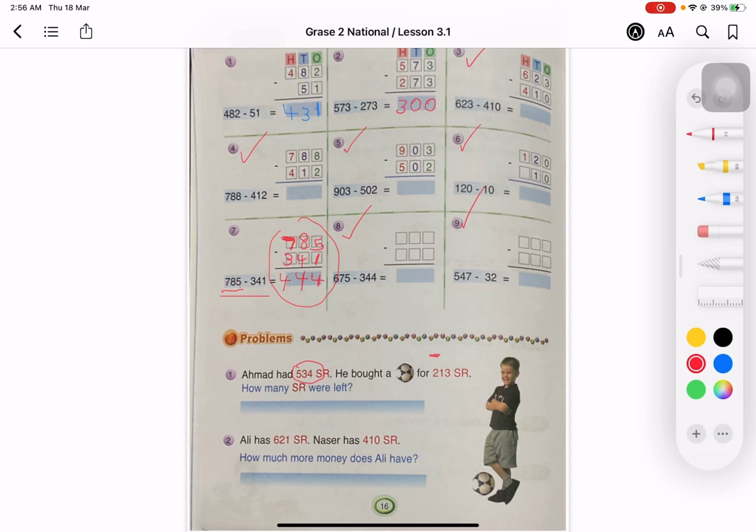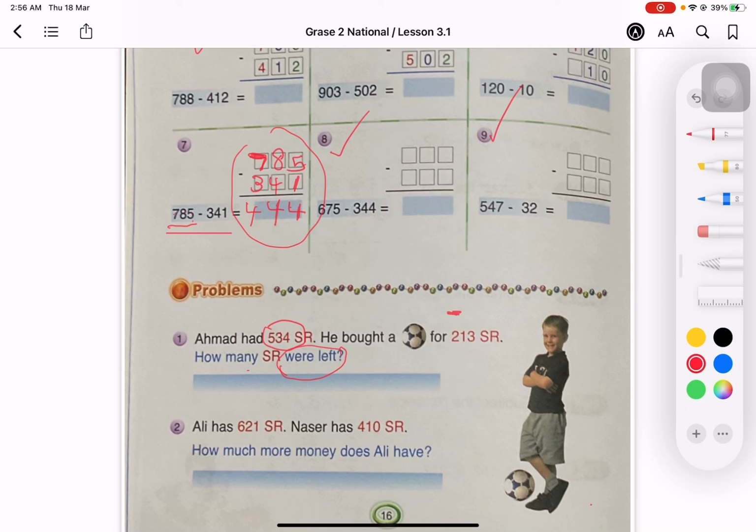How much did he pay? He paid 213. So the question is how many riyal were left? How much does he have left? So you are going to start with the big number. The big number is 534. This amount of money Ahmed has. Then what did he do? He bought a ball for 213. What will happen to his money? It will be less. Okay, subtract.